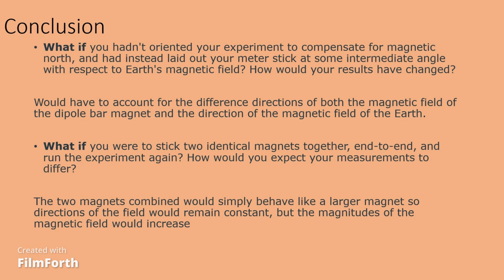All right, cool. A couple of quick questions. What if we hadn't oriented the experiment to compensate for the magnetic north, and instead laid out the meter stick at some angle? How would your results have changed? Well, technically, if it wasn't fully straight, there'd be an x and a y component, so we'd have to account for the difference in directions of both the magnetic field of the dipole bar magnet and the magnetic field of the Earth.